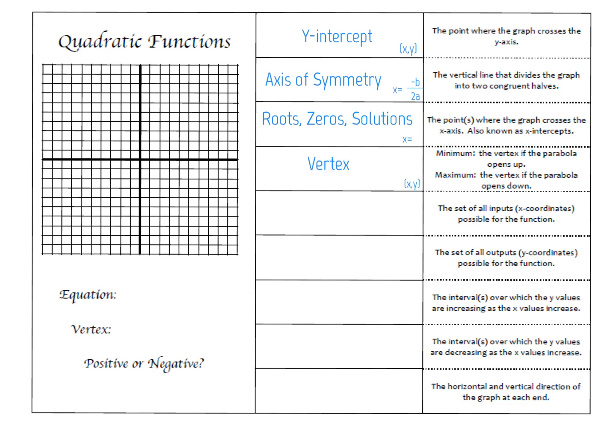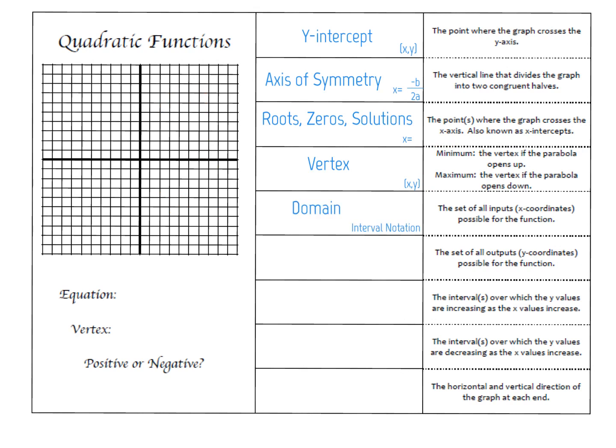Alright, the minimum or maximum is the vertex, and it's a point, so we name it as an ordered pair. If the graph opens up, so if it's a parabola that opens up, obviously I have a minimum. If the graph opens down, then I have a maximum point.